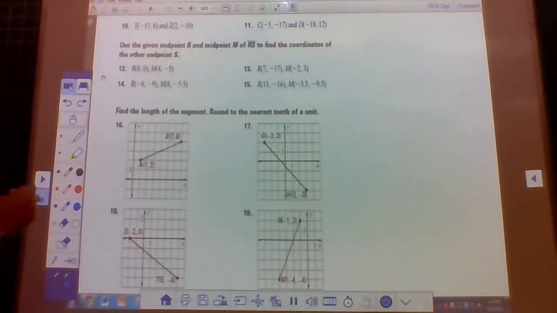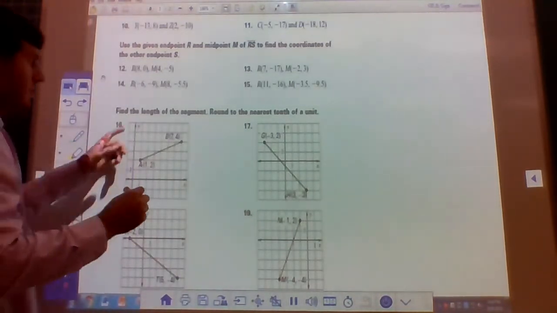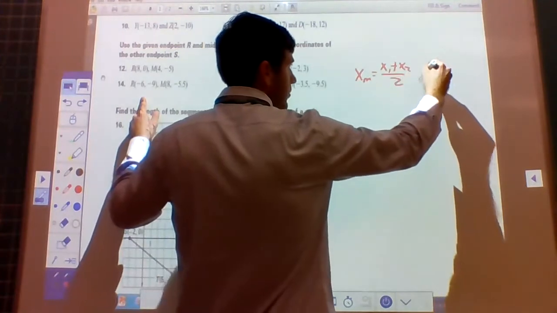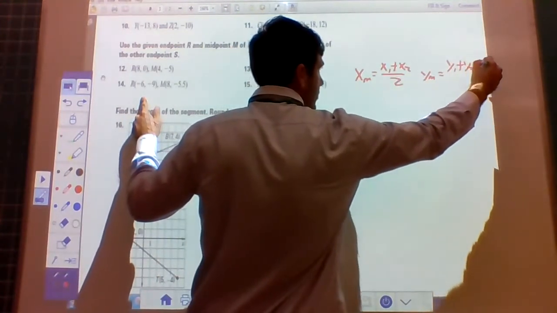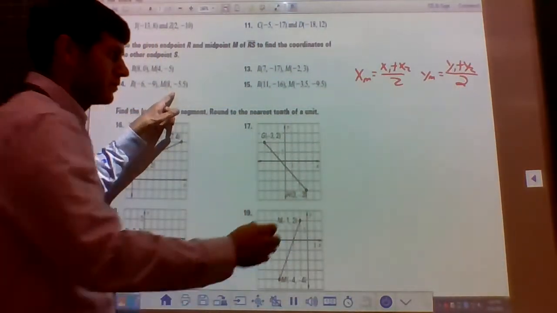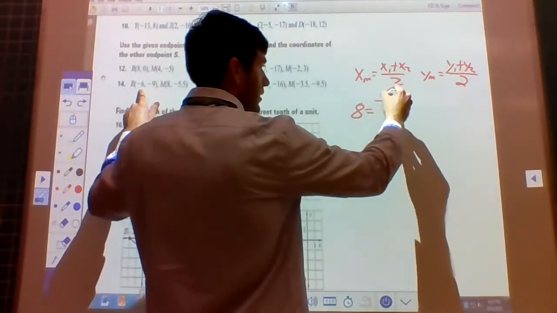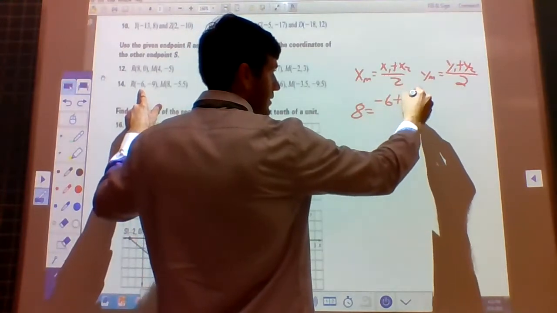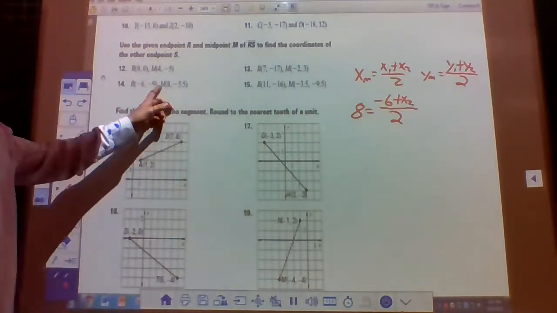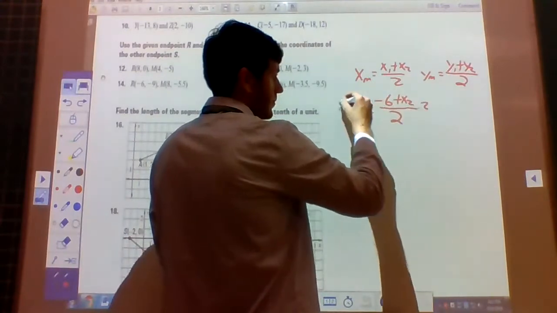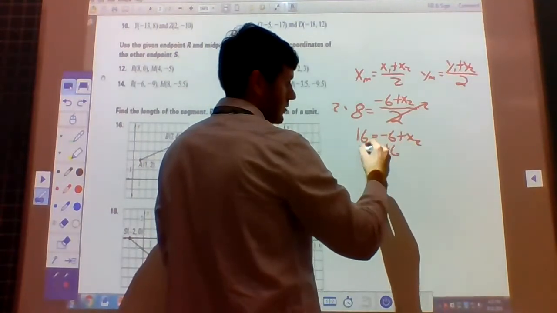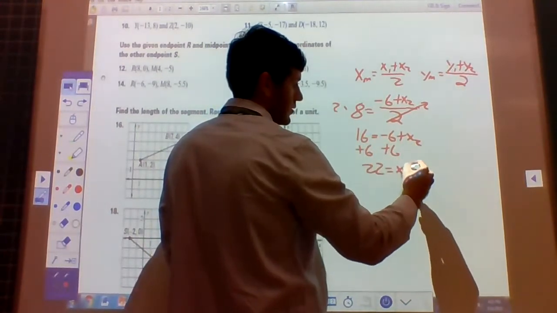All right, 14. Let's do it again. So xm equals x1 plus x2 over 2, and ym equals y1 plus y2 over 2. So xm, the midpoint here, is 8, the x value of the midpoint. And the x value of the endpoint they're giving us is -6, and we need to find the x value of the other endpoint, so x2. Multiply both sides by 2. That's going to be 16 equals negative 6 plus x2. Add 6. 22 equals x2.